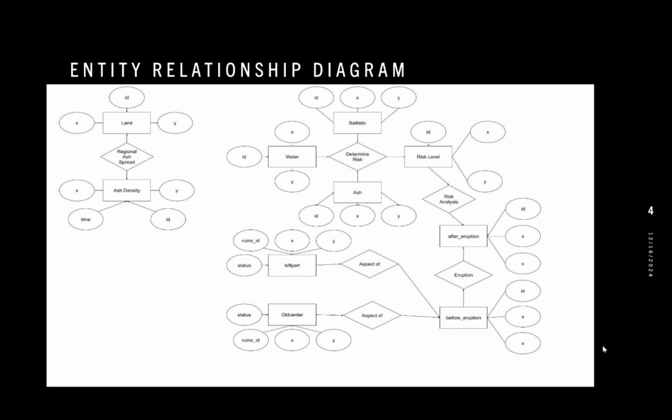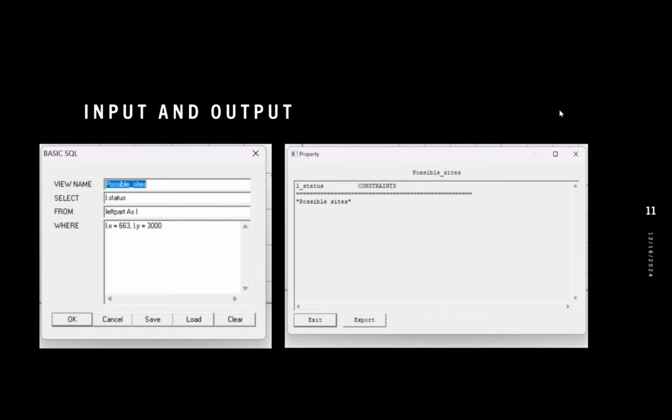Let's go back to the entity relationship diagram. You can see these before eruption sections. It contains two parts. The first part is the left part, and the second part is the old center. They both contain ID, X, Y, and status. For this function, we can input X and Y as a point. If the point is in the area, the output will be like possible sites.